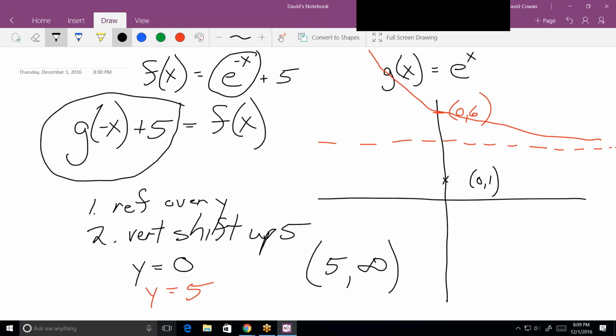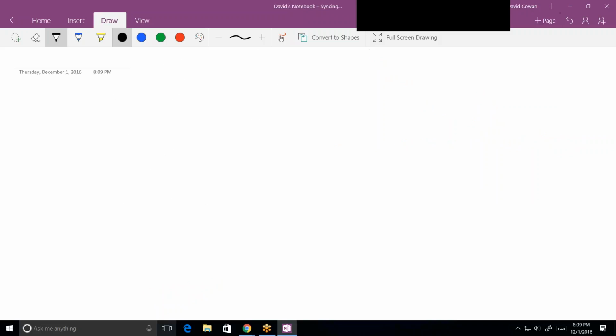Vertical shifts basically change all the horizontal asymptotes up by however much the shift is. Right. All right, so what else? So same exact direction, same kind of problem, just f of x equals negative e to the power of x over 2, all plus 2.